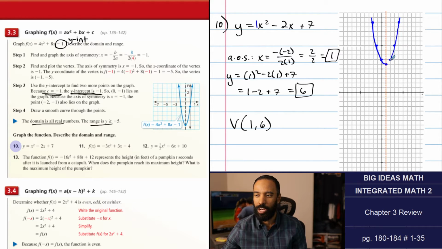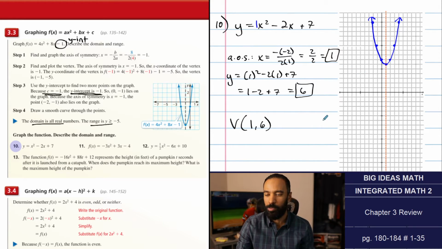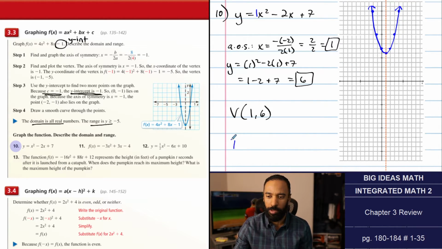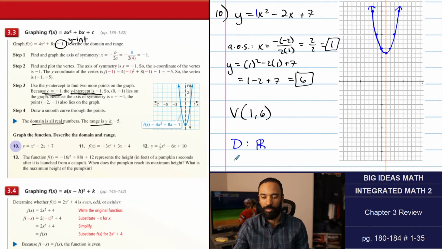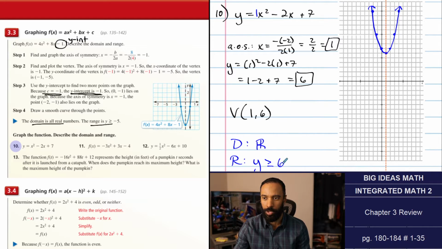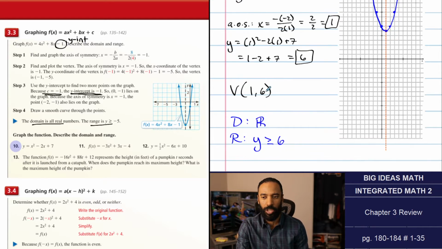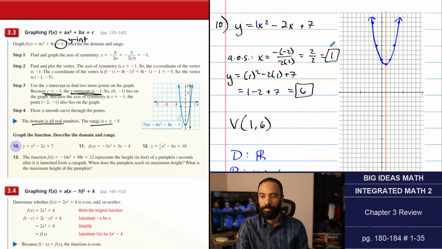Now they want the domain and range as well, so I'm going to finish off with that. The domain will always be, for these ones outside of word problems, all real numbers. There's no restriction on x's I can plug in. It goes forever left and right. The range is limited by the vertex. Y in this case is greater than or equal to 6. 6 is the lowest value that we hit. It's the minimum, and there's that.